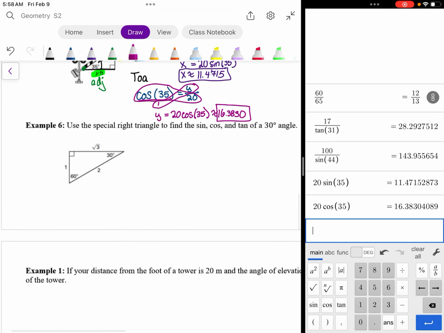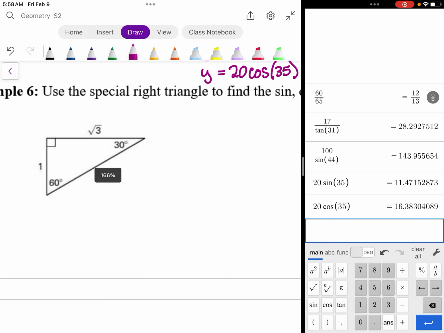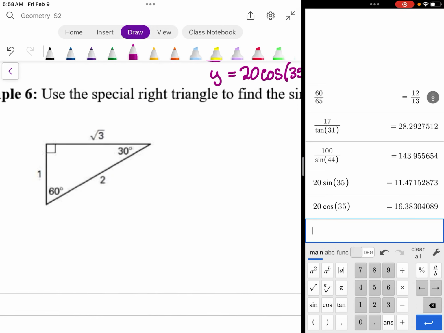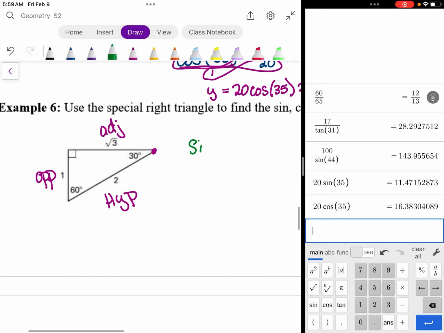So looking at example 6 here, they want us to use special right triangles to find the sine, cosine, and tangent of the 30-degree angle. So this special right triangle, they already gave us all of the side lengths. The one opposite of 30 is 1, and then we have our adjacent, and then our hypotenuse. And they want us to set up sine, cosine, and tangent of 30.